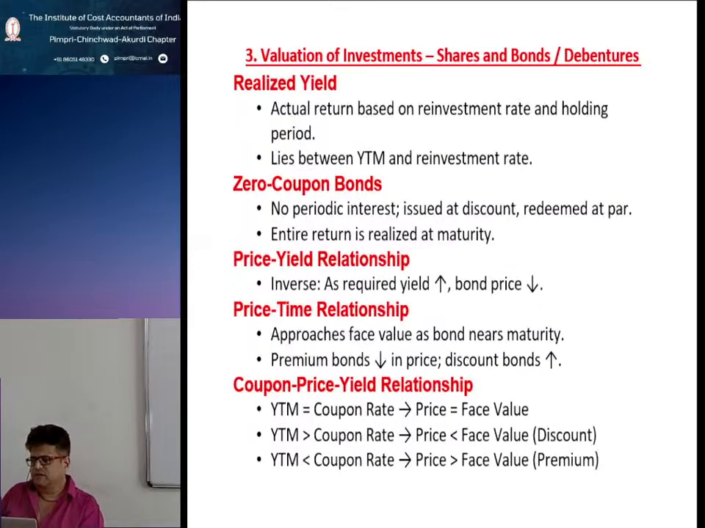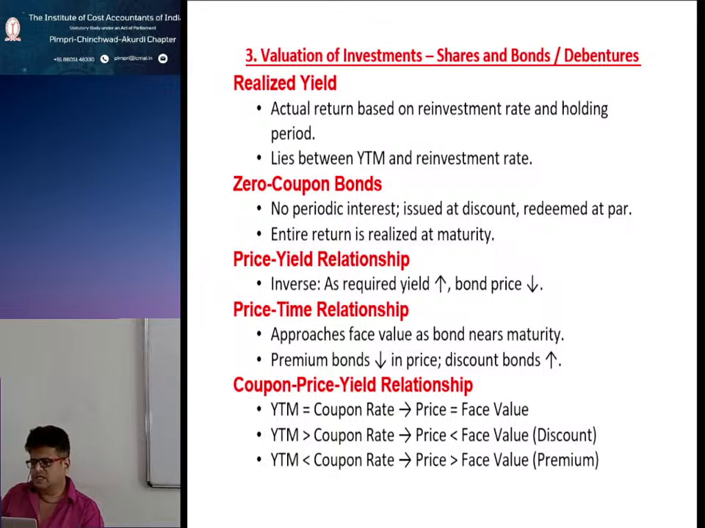Then we saw various concepts like realized yield. Realized yield is the actual return based on reinvestment rate and holding period. It lies between YTM and the reinvestment rate. Zero coupon bonds have no periodic interest, are issued at a discount and redeemed at par. The entire return is realized at maturity.